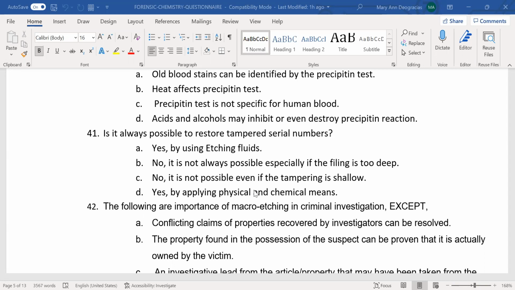Ang etching fluid kasi is the chemical which is used to restore tampered serial numbers when those serial numbers are stamped on the metal. So may limitation na naman siyang isa. Pag in-stamp yan sa metal, no, using physical means, striking or stamping method ang ginamit, then we can apply the etching fluid. Pero kung laser emboss ang serial numbers, we cannot use the etching fluid. So there is another method there, which is the stereomicroscopic examination.